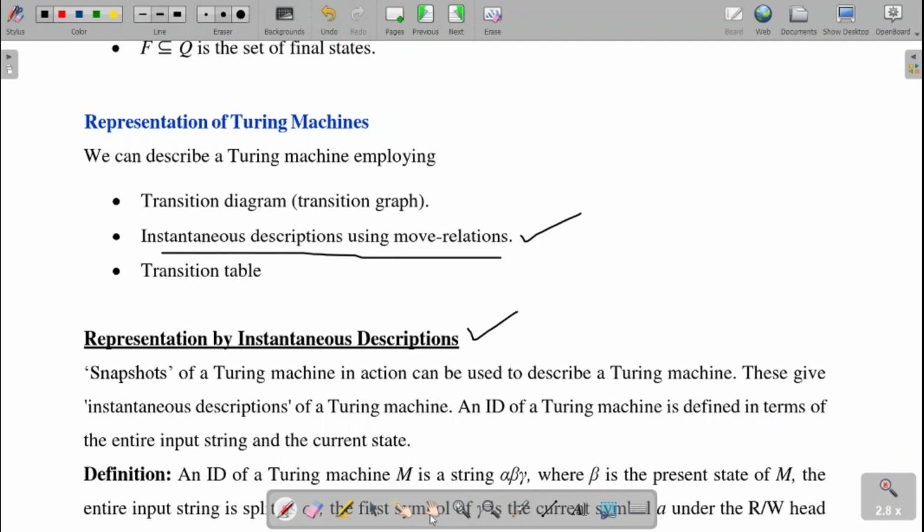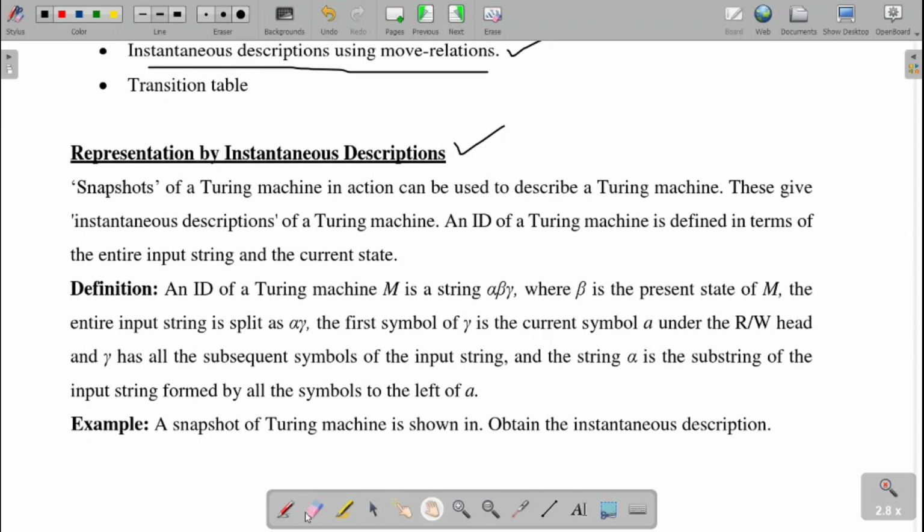The instantaneous description representation is also termed an ID. It will be symbolized in this order. Let us assume a string alpha, beta, gamma, where beta is the present state of the M, that is my machine. Alpha is my left symbol, gamma is my right symbol. The symbol under the transition is always the right symbol, that is gamma. So Q0, that is beta on gamma, where we will go, that will be written.